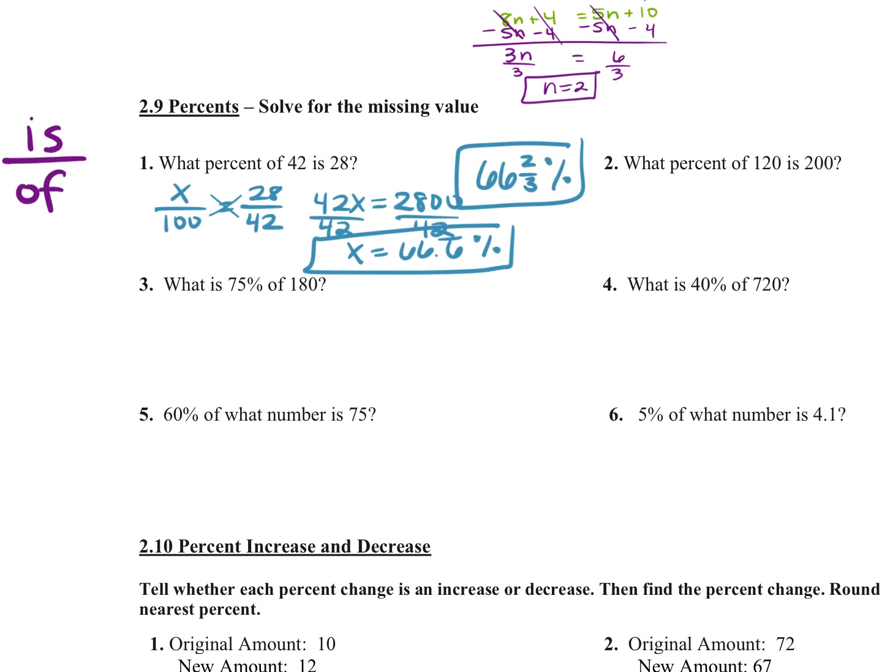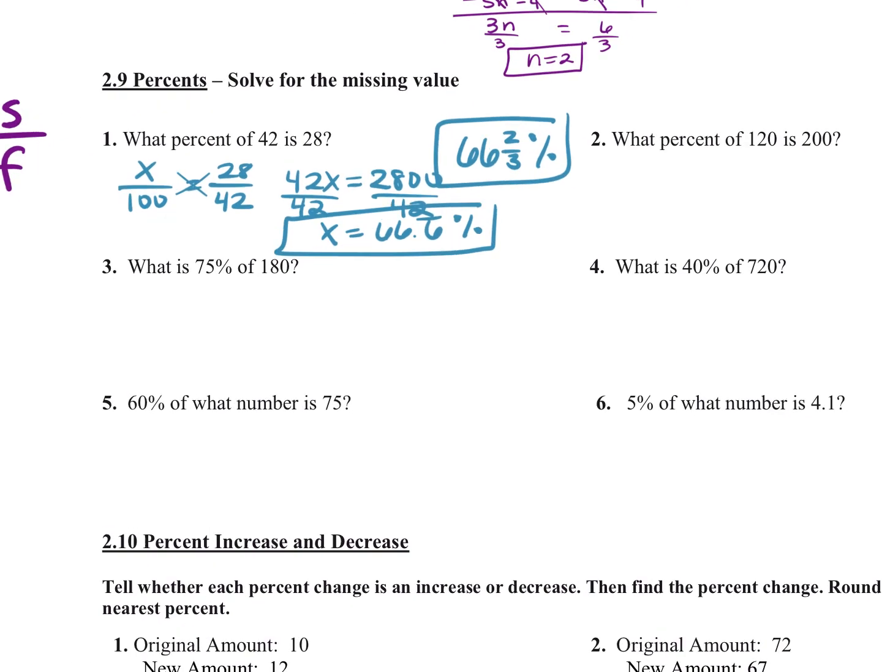So the rest of these I'm not going to solve with you because you guys know how to cross multiply at this point, right? Hopefully. But we'll set a few of them up. How do you set up 3? What over what equals what over what? X over 100. 75. We know the percent this time. Over 100. X over 180. X over 180 is over of.